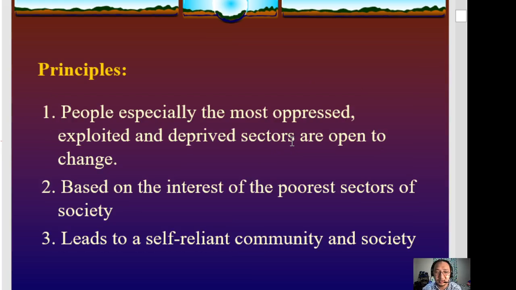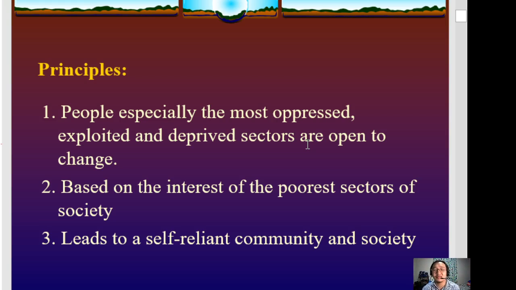Next, principles. Okay, this is easy to understand. The principles of community organizing is one, people, especially the most oppressed, the most exploited, and deprived sectors are open to change because this community organizing are for these types of communities. Sabi nga na earlier, diba, DDU communities, depressed, deprived, underserved communities. And this translation is the most oppressed, most exploited, deprived sectors. But aside from that, this is very important, they should be open to change because they would not attain development if they are not open to changes.